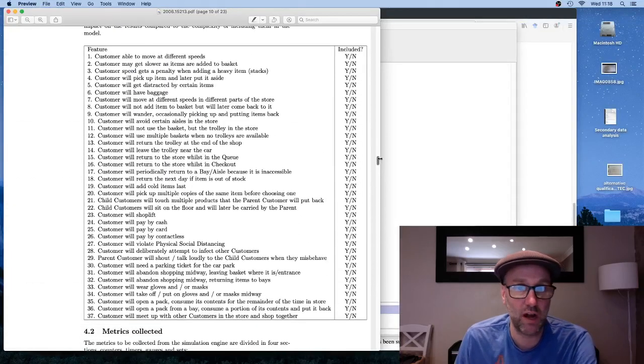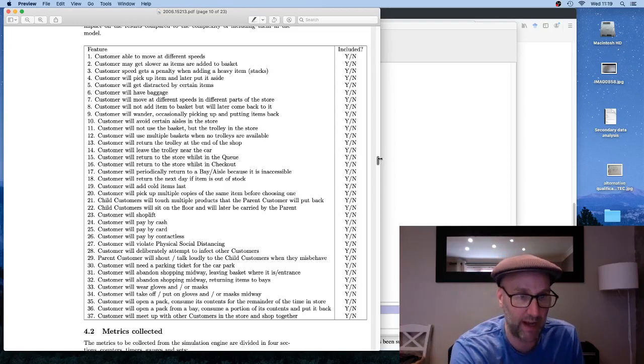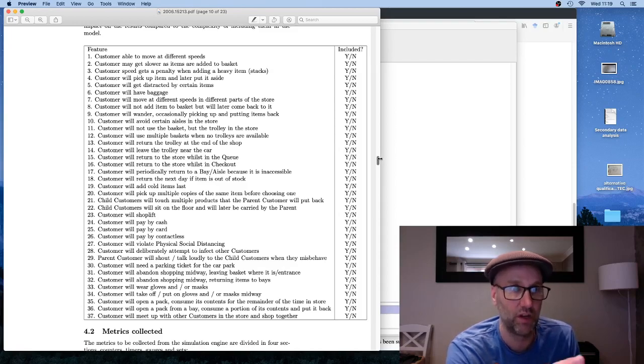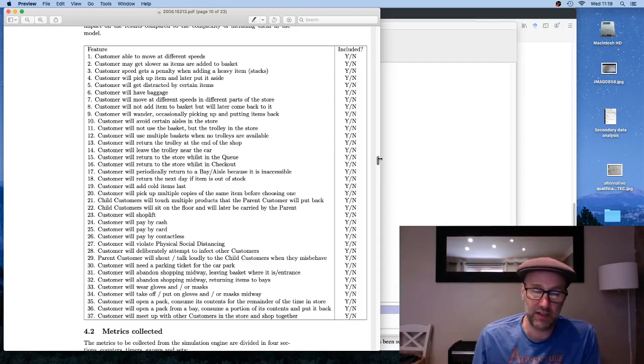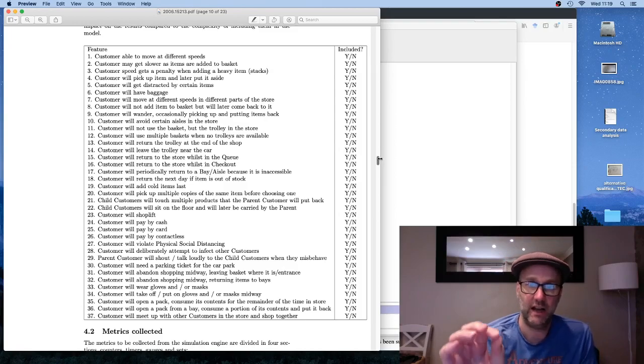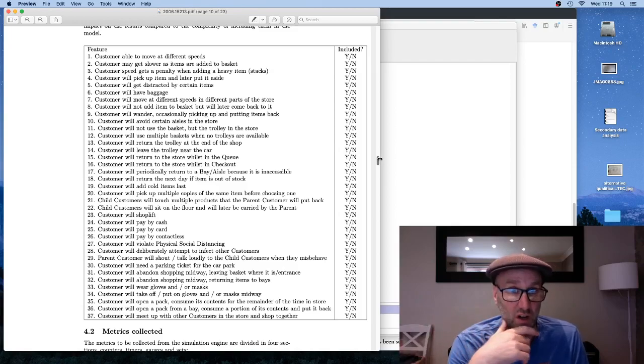So you could program your agents very easily so that some will pay by cash and some will pay by card. Some will violate social distancing and some won't. Some will get distracted by certain items and some won't. Some will return to the store while in the queue. You can add that. It's extremely simple to do, and it doesn't involve any complicated mathematics at all.